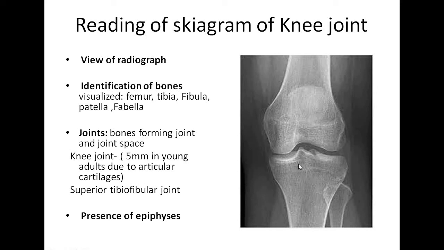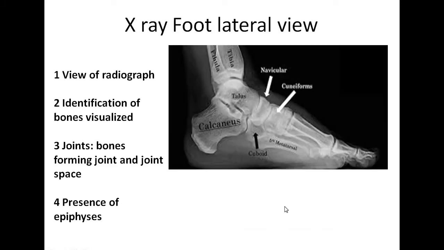The joints seen: this is the knee joint. The joint space is around 5 mm in young adult, and it is due to the radiolucent articular cartilages. The next joint seen is the superior tibiofibular joint. In this X-ray all epiphyses are fused, so it is an adult X-ray.